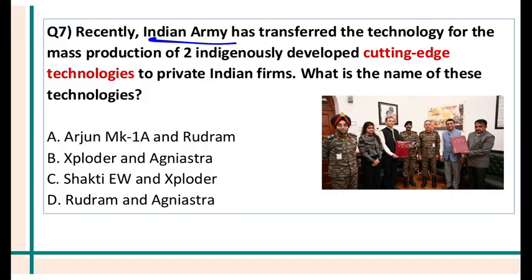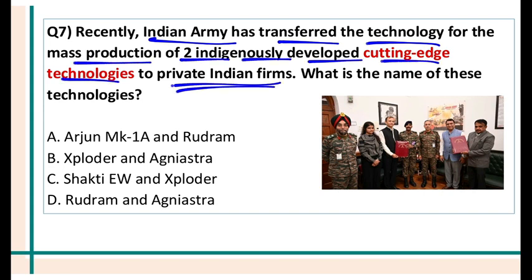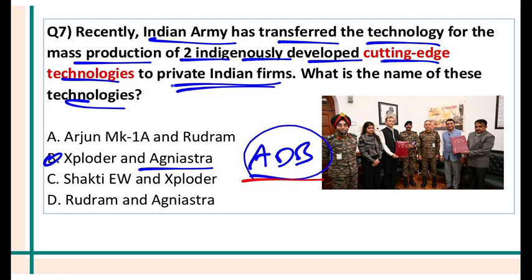Indian Army has transferred the technology for the mass production of two indigenously developed cutting-edge technologies to a private Indian company. What is the name of these technologies? So Indian Army developed these technologies, but transferred them to the private company. One is called Exploder and one is called Agni-Astra. These were designed by the Army Design Bureau, the innovation office of the Indian Army, and were given to private Indian companies because we are supporting them so that overall manufacturing increases in the defense sector through the transfer of technology, right?